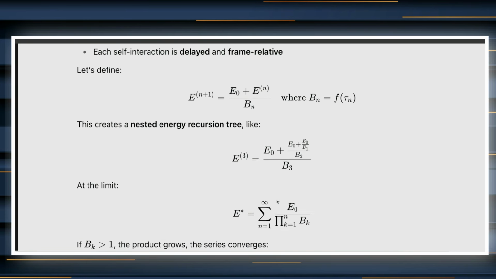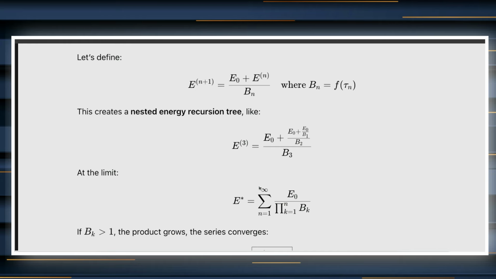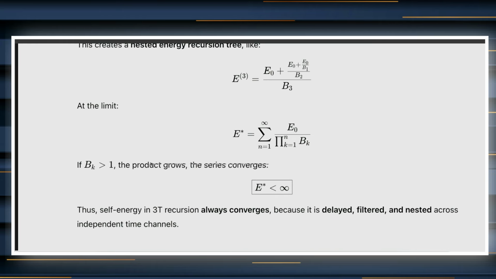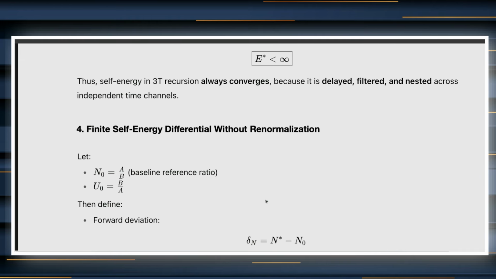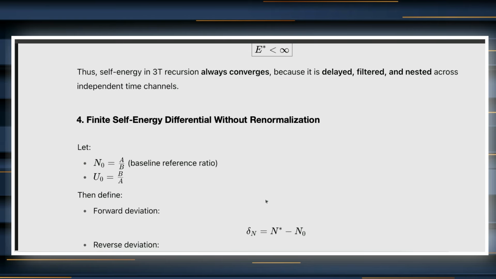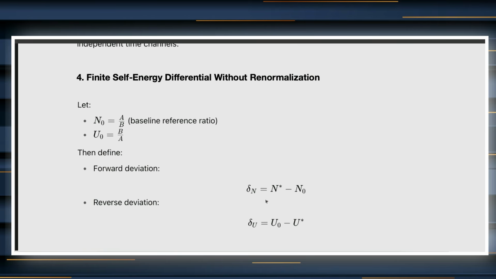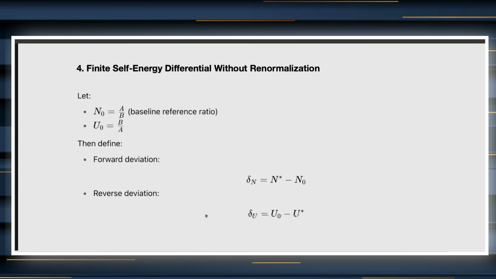This creates a nested energy recursion tree, and at the limit, if B sub k is greater than 1, the product grows, this series converges, and the energy will always be less than infinity. Thus, self-energy in 3T recursion always converges because it is delayed, filtered, and nested across independent time channels. Finite self-energy differential without renormalization, and there you have it. That looks a lot better, doesn't it?